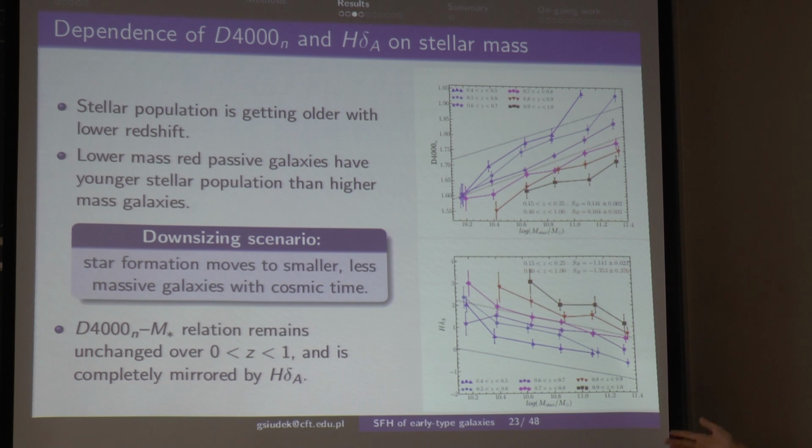This is one of the scenarios of how the stars were formed in red passive galaxies, and we show that yes, we also see it. This was already observed on the basis of observations in the local universe. But for the first time, we present that this relation doesn't change over the last 8 billion years. And moreover, for the first time, we show that these conclusions are completely mirrored by the H delta index.